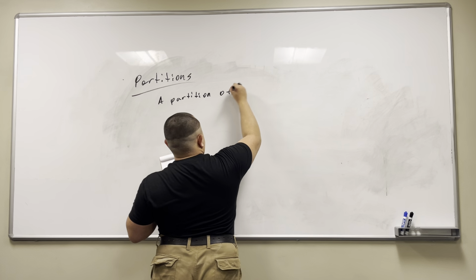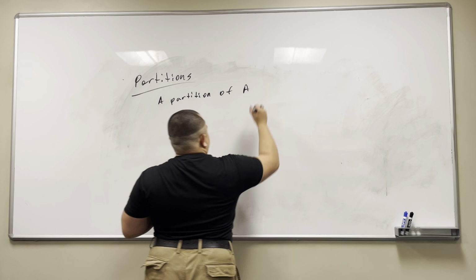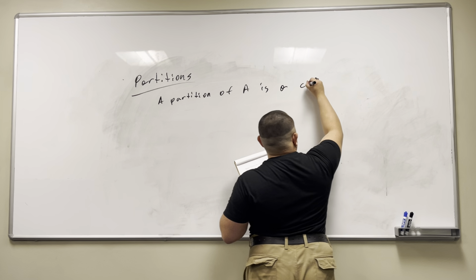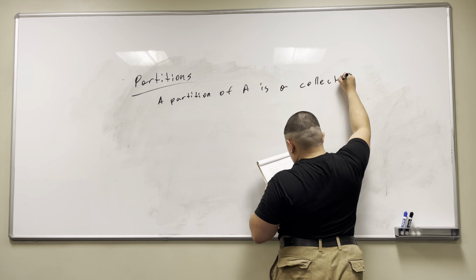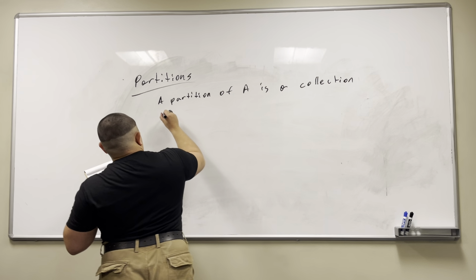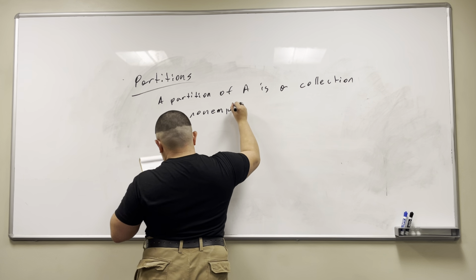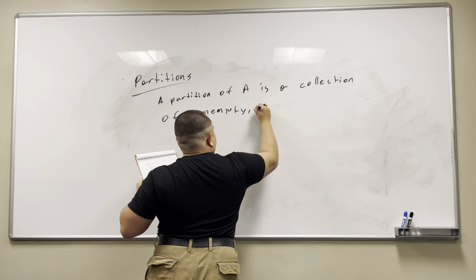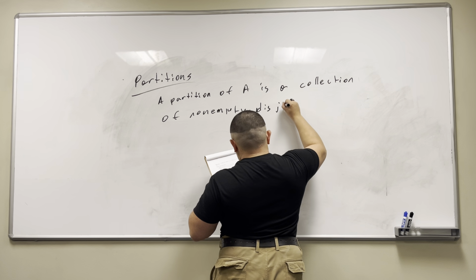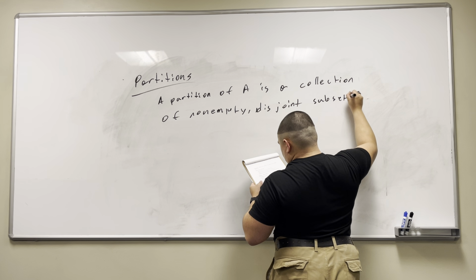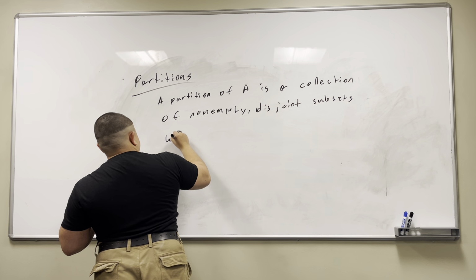A partition of A is what? A collection of non-empty, disjoint subsets whose union is A.